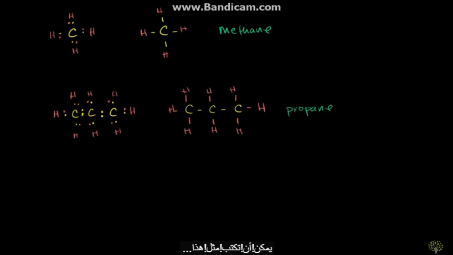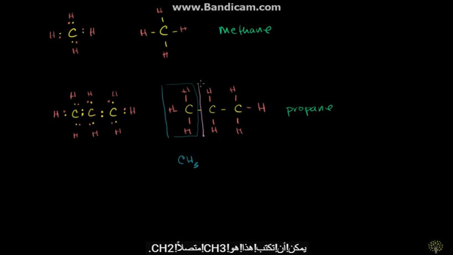You could write it like this. Instead of explicitly drawing these bonds, you could say that this part right here, that part right there, is CH3. So you have a CH3 connected to this, which is a CH2, which is then connected to another CH3.